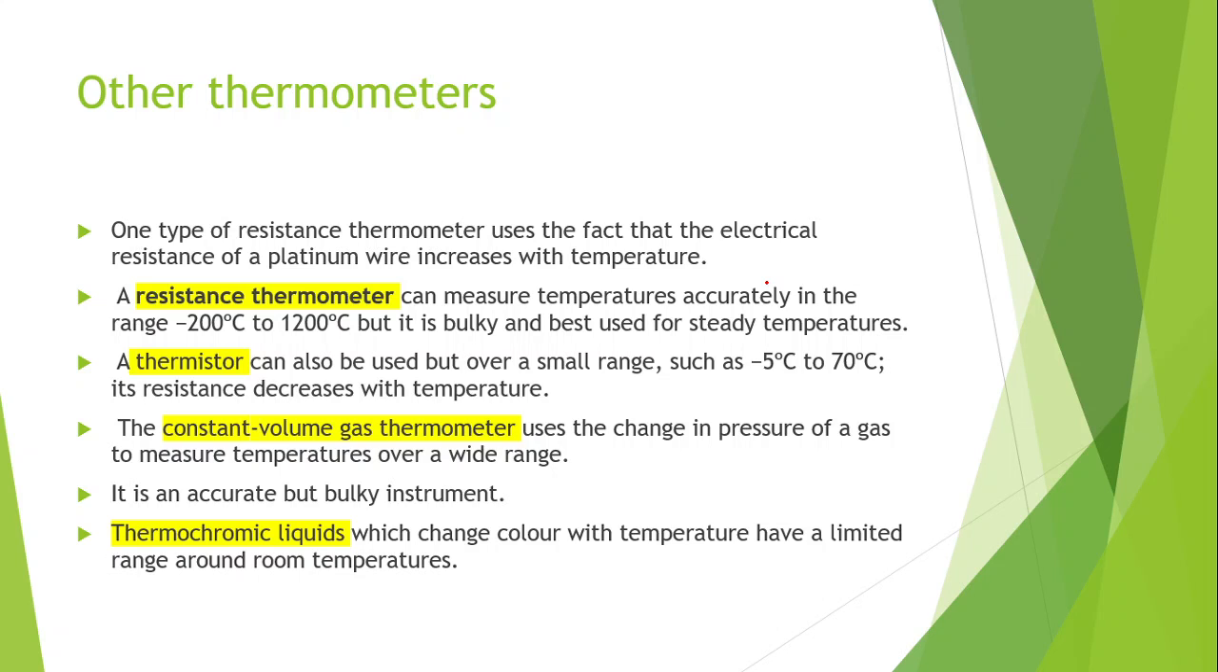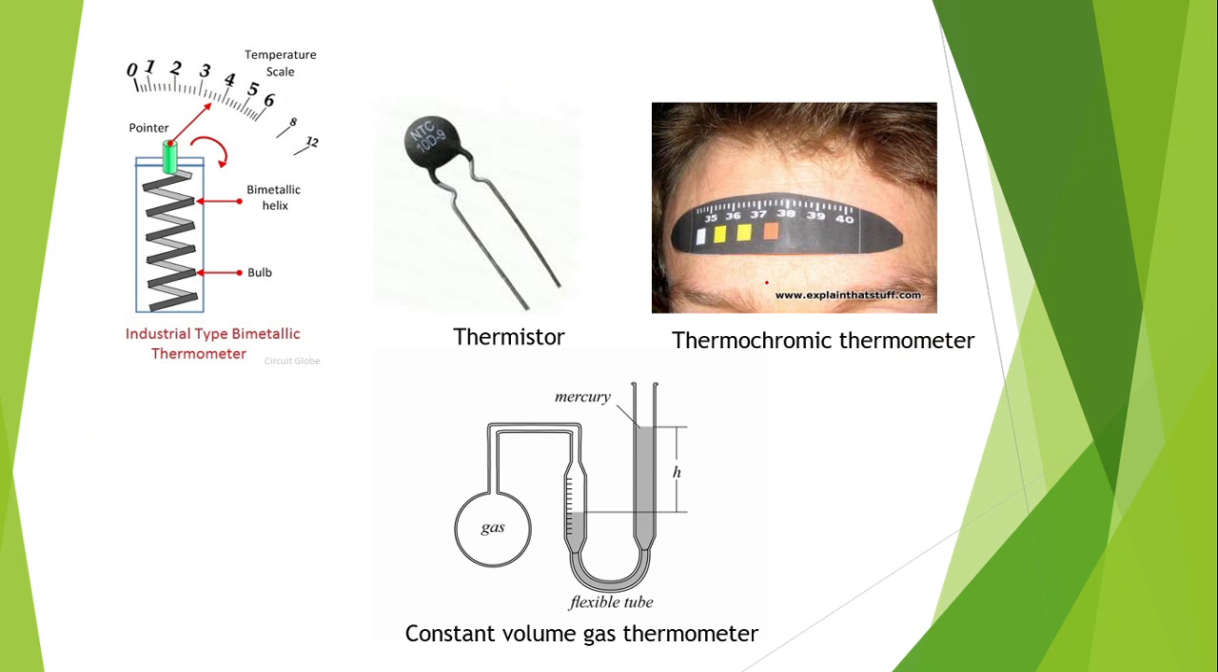A constant volume gas thermometer uses a change in pressure of a gas to measure temperatures over a wide range. Again, it is very accurate, but it is bulky and includes a lot of instruments and a network of instruments. And then we have thermochromic liquids, which change color, and work over a limited range around room temperature. So we're now going to see the pictures of these.